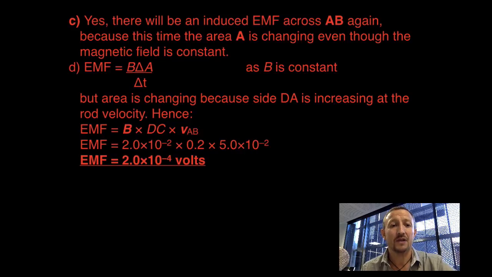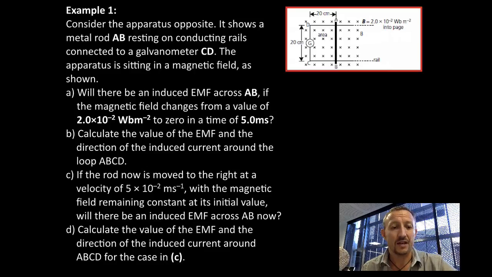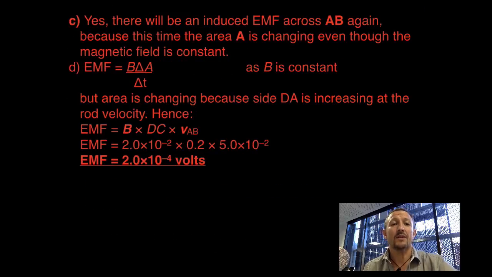And the question then is asked, let's just double check, calculate the value of the EMF and the direction of the induced current A, B, C, D. So we know that EMF equals the constant magnetic field strength times the change in area over delta T. As area is changing because side DA is increasing at the rod's velocity, we know that DC remains constant, but we know that speed is going to change, so we get 2 times 10 to the negative 2 times 0.2 times 5 times 10 to the negative 2, remember that's the speed, and 2 times 10 to the negative 4 is the EMF, which is calculated.